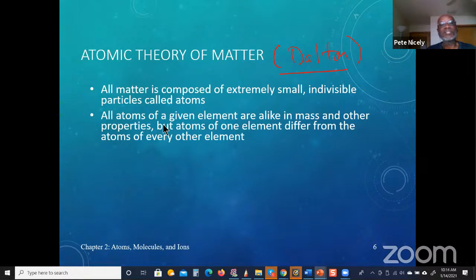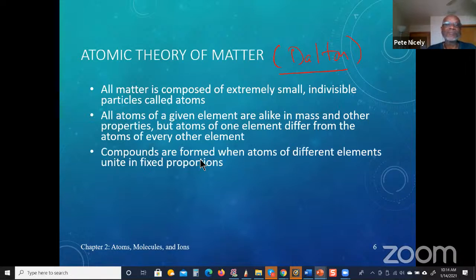The second assumption of the atomic theory of matter is that all atoms of a given element are alike in mass and other properties, but atoms of one element differ from the atoms of other elements. So basically what this is saying is that if you could see two separate atoms of, let's say, oxygen, they would look exactly alike. They would have the same mass, they would have the same volume. There's no way you could tell the difference between them, all right? However, if you compare oxygen to sodium, for example, if you could actually see them, then you would see that they have different mass, different size, etc. All right, so that's the second assumption of the theory.